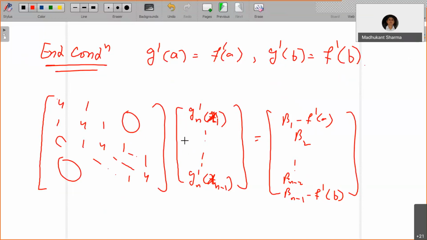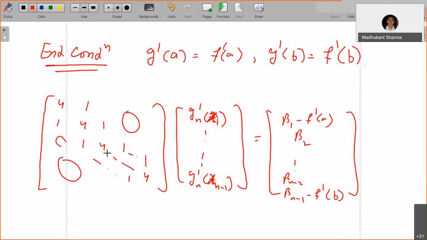So the unknown is uniquely determined. Why? Because the coefficient matrix is now a diagonally dominant matrix, and a diagonally dominant matrix is an invertible matrix. That is a very well known result. So you can invert it, and it has a unique solution. There is no point in asking whether this has a solution or not; it always has a unique solution because the matrix is diagonally dominant.